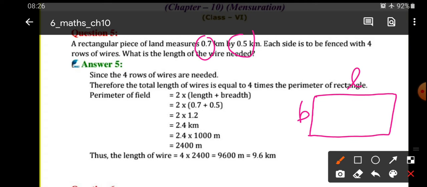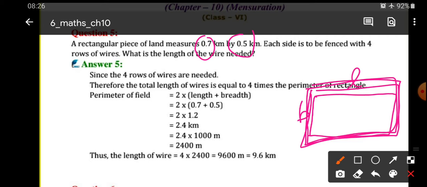Now each side is to be fenced with 4 rows, so it is fenced 4 times. First of all, find the perimeter, because you need to find the length of wire required to fence this rectangular piece of land. So the perimeter of the field is 2 into (L plus B), so it will be 2.4 kilometer.